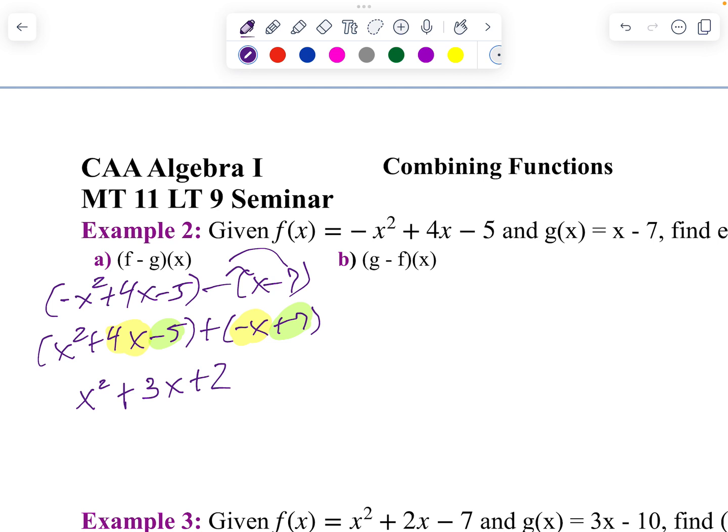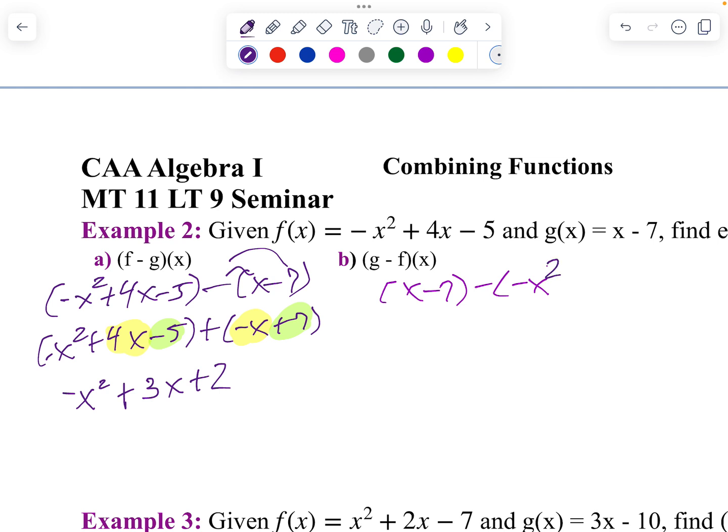Now let's take a look at g minus f. So I'm kind of just going the opposite order. I'll start with g, which is x minus 7. I will subtract off negative x squared. Oh, I forgot my negative sign on the previous one, didn't I? When I brought that down. So glad I did that one.